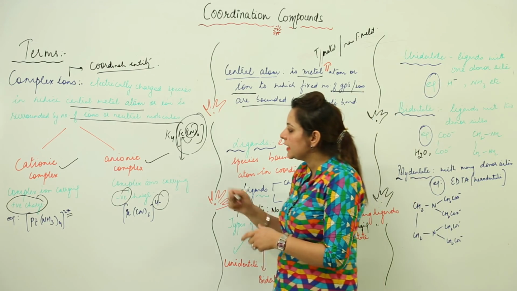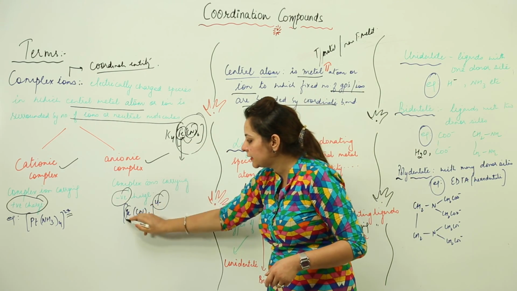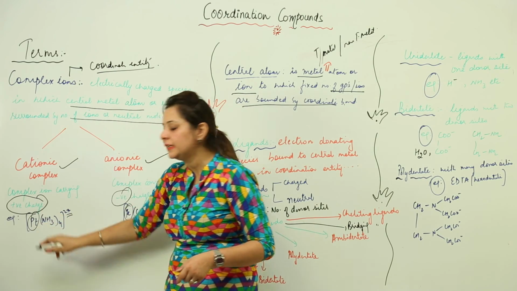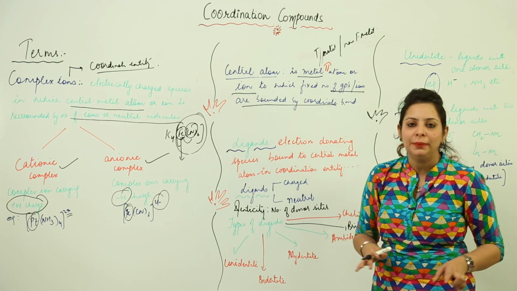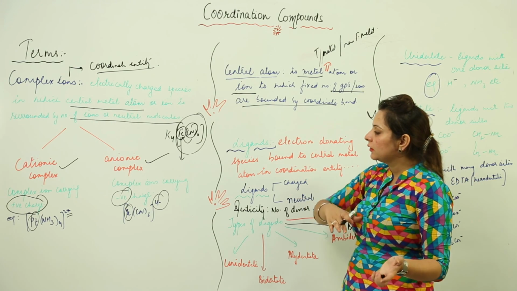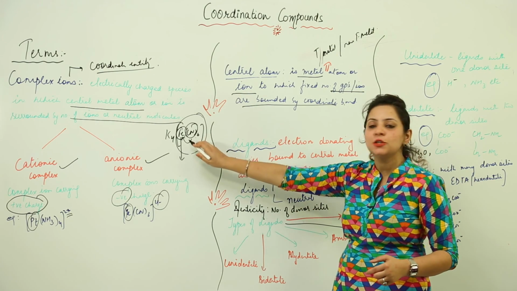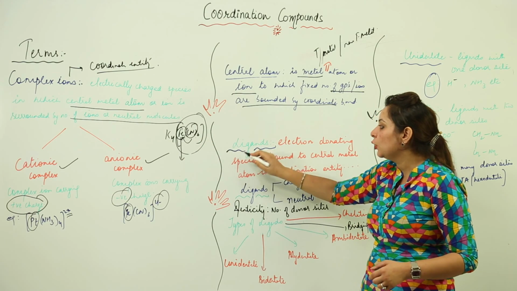In this case the central atom is Fe, in this case again it is Fe, in this case it is platinum. So likewise you can make out what the central atom is in the given complex. Now moving on to the groups which are attached to the central atom, they are called ligands.